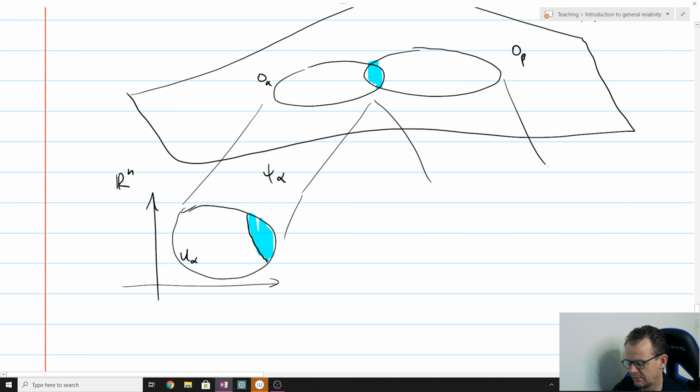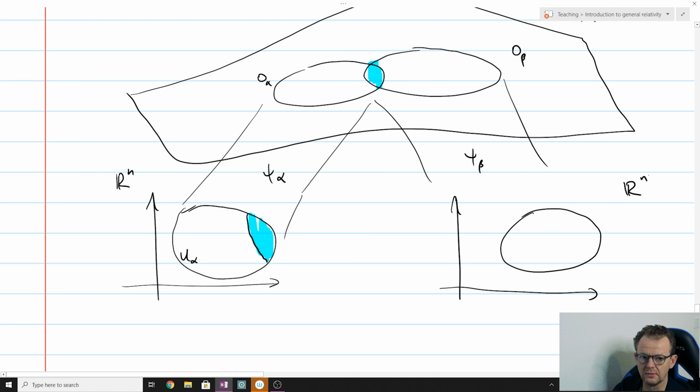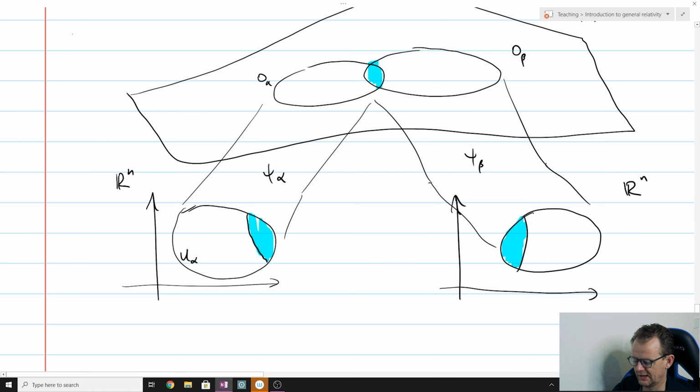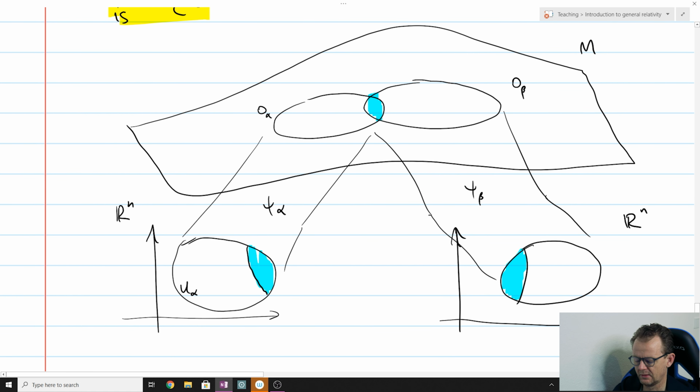But there's also another map, psi beta, that takes O beta to some subset of Rn. It's not important whether U alpha contains the origin or doesn't contain the origin. The origin plays no role in the definition of manifold here. And under that map, the part of the intersection of O alpha and O beta, I colored in blue. So part 2 of the definition already allows us to draw this part of the figure. You have this curvy surface, two sets, they intersect, you have these psi alphas and psi betas, you know they exist, they're one-to-one and onto.